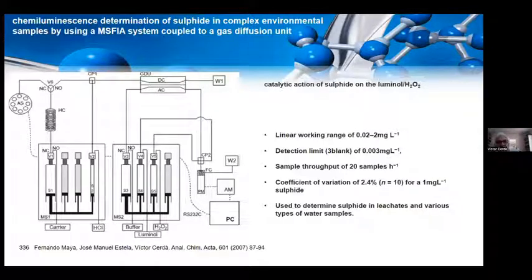The sulfide is a catalyst of the reaction between luminol and hydrogen peroxide. In this way, you have a detection limit of 0.003 milligrams per liter of sulfide with this linear range and this sample throughput, and with a very good precision. This has been used to determine sulfide in leachates and various types of water samples.